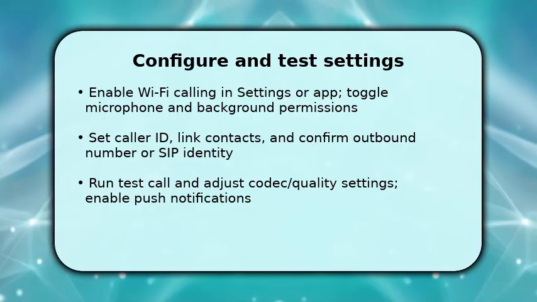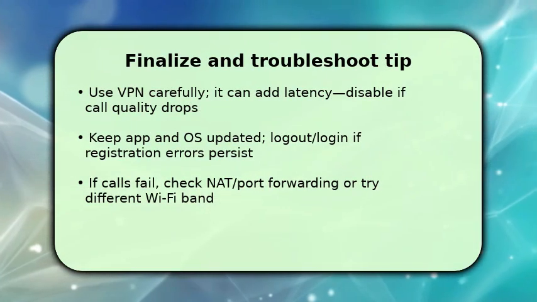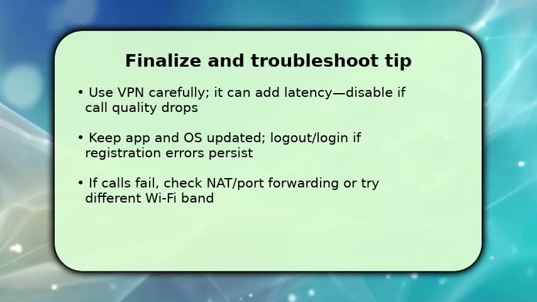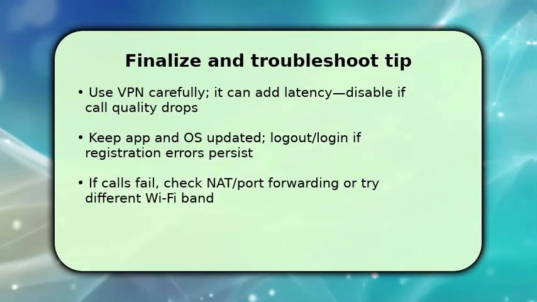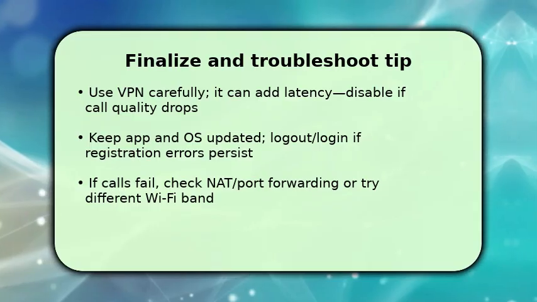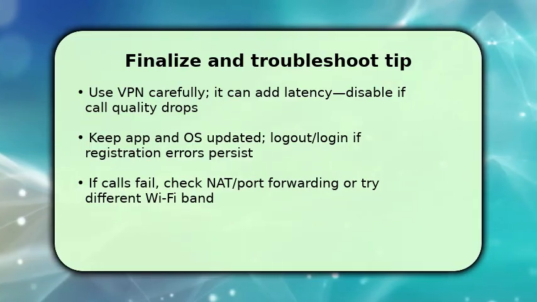Finish by setting defaults. Choose the VoIP app as primary calling app or mark Wi-Fi calling preferred in settings, and enable notifications so incoming calls wake the device. Make sure auto start and battery exemptions are set so the app stays registered.